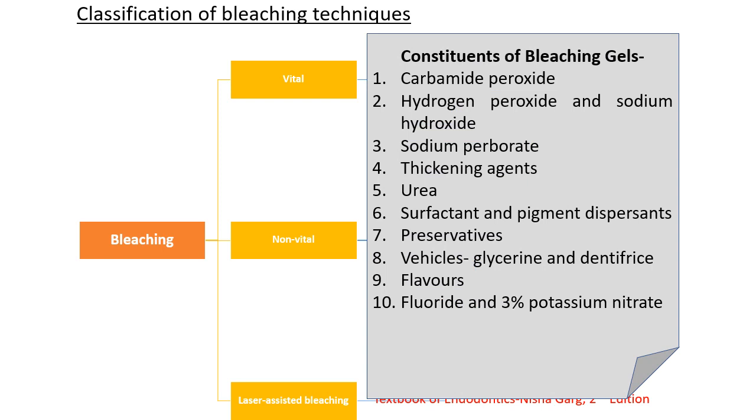Constituents of the bleaching gels mostly consist of carbamide peroxide, hydrogen peroxide and sodium hydroxide, sodium perborate, thickening agents, urea, surfactant and pigment dispersants, preservatives, vehicles, glycerin and dentifrice, flavors, fluoride and 3% potassium nitrate.